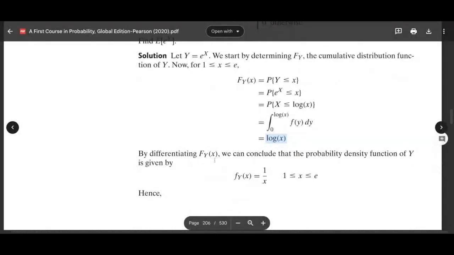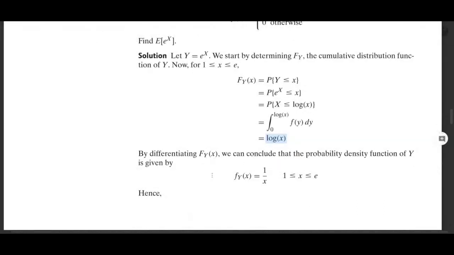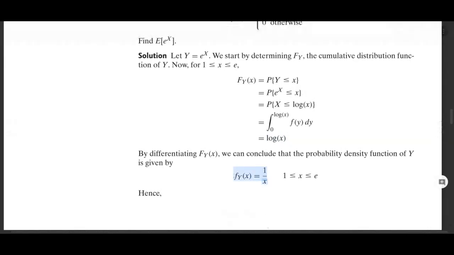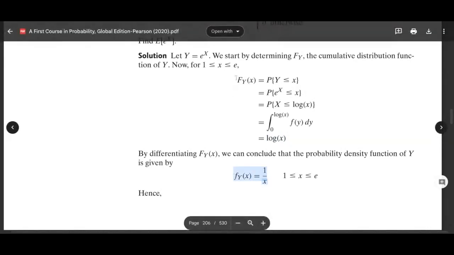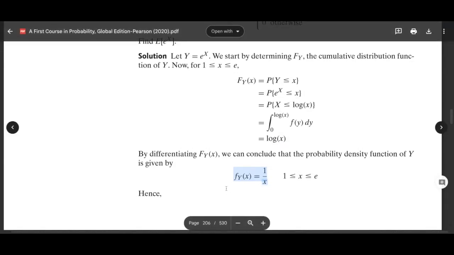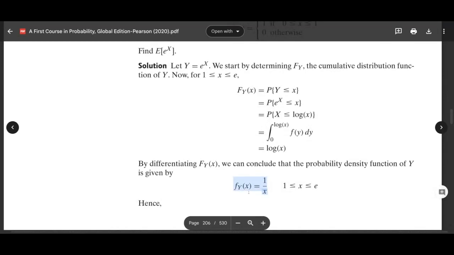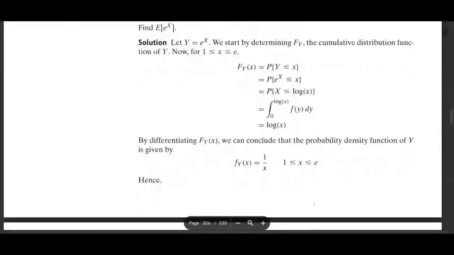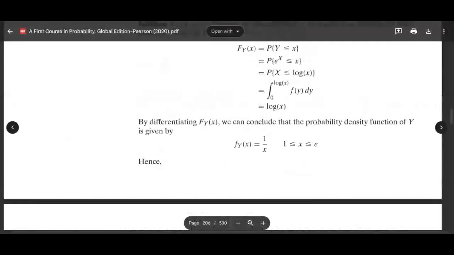So by differentiating F of y, we can conclude the probability density function for y is 1 over x, right? Because we differentiate this capital letter F. So that's how we find this. So f of y of, I wish they used y for this little x. It would make better sense. Anyway, this is a cute question. Anyone has any questions so far?